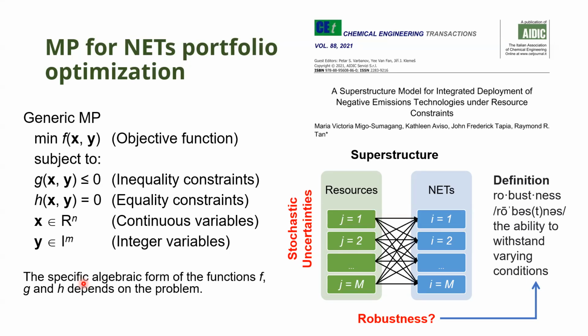Mathematical programming has been used in optimizing NET portfolios under multiple resource constraints. But for industrial scale applications, variations in the resource availability are present. For example, variations in the fertilizer and energy supply in small scale applications should be considered to ensure the robustness of these solutions. Robustness means the ability to withstand varying conditions to ensure the continuous operation of these technologies.